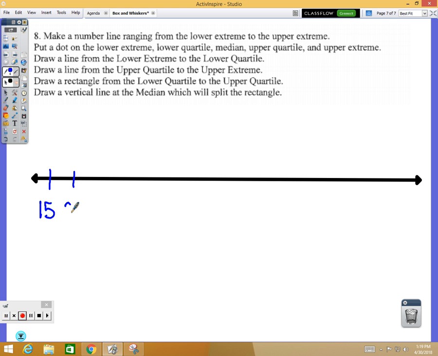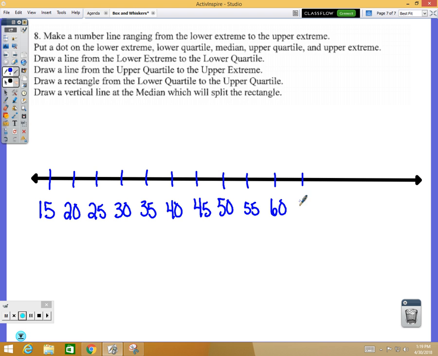15, 20, 25, 30, 35, 40, 45, 50, 55, 60, 65, 70. So my numbers, again, 19 through 66, are going to fall within these numbers. So I'm good. I'm covered. Okay? You want to make sure you have everything that you need to have there.